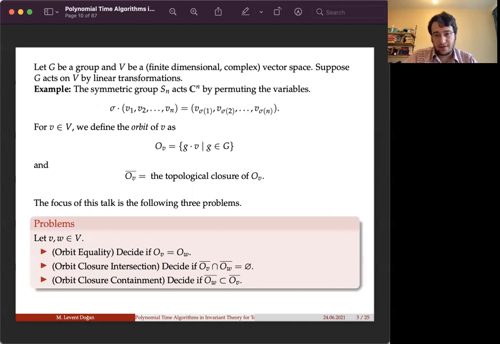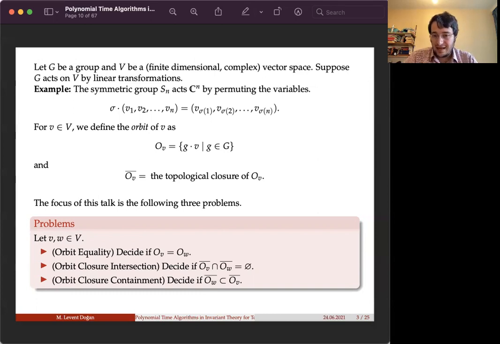Say we are given two vectors, V and W. We ask whether the orbit of V equals the orbit of W. We call this the orbit equality problem. Secondly, we ask whether the closures of the orbits of V and W intersect, the orbit closure intersection problem. And lastly, we have the orbit closure containment problem. Is the orbit closure of W contained in the orbit closure of V?